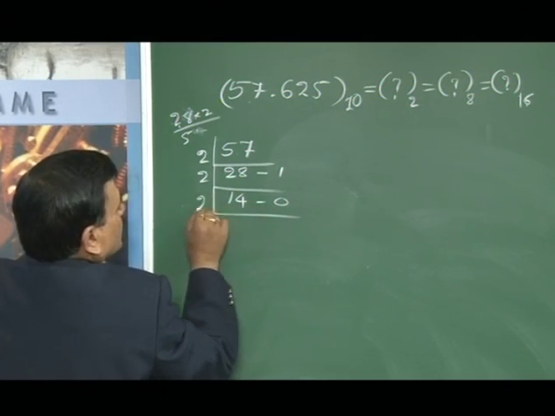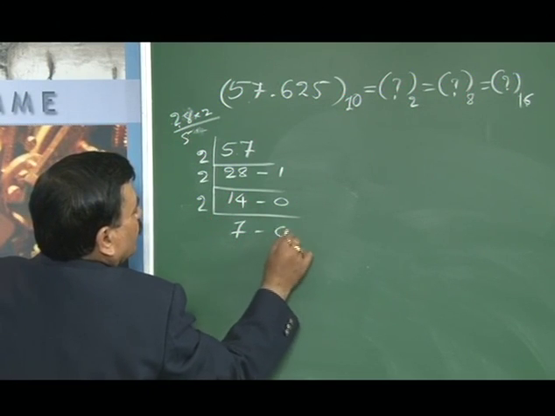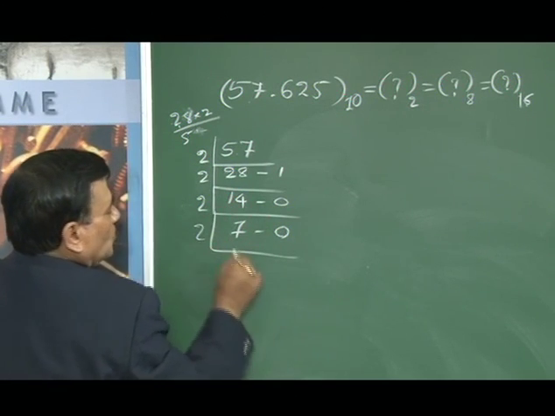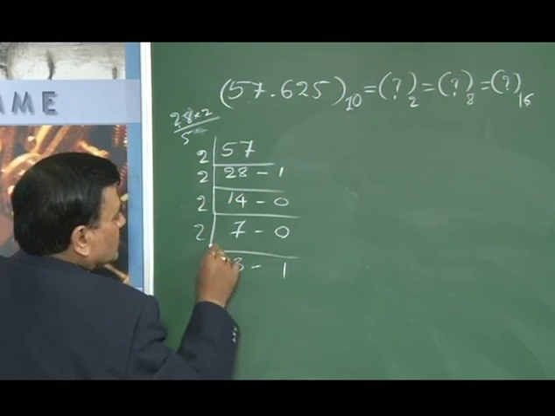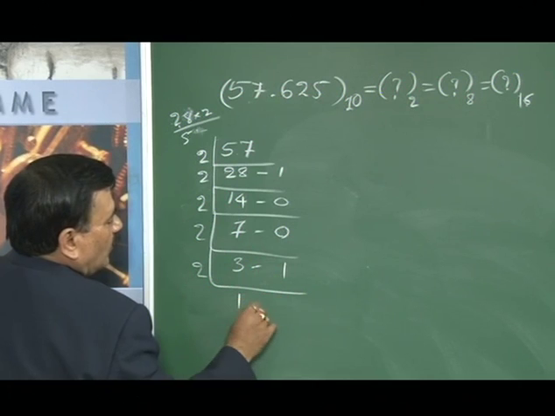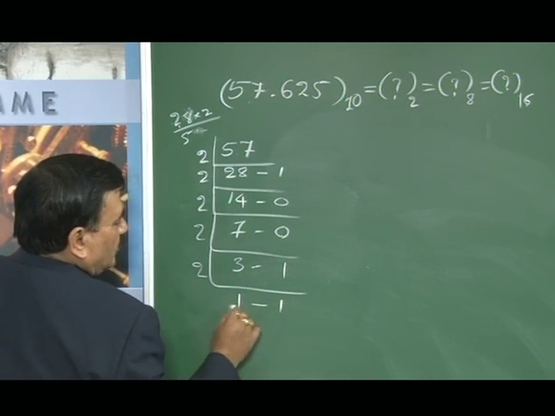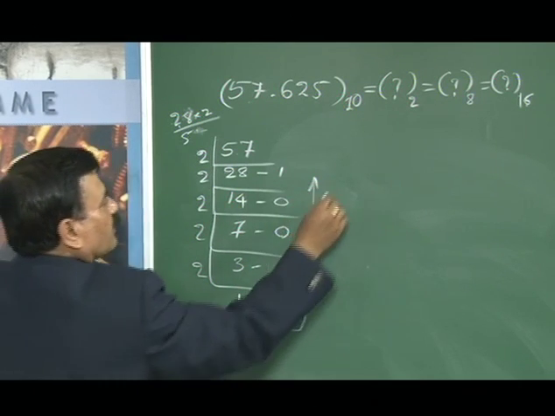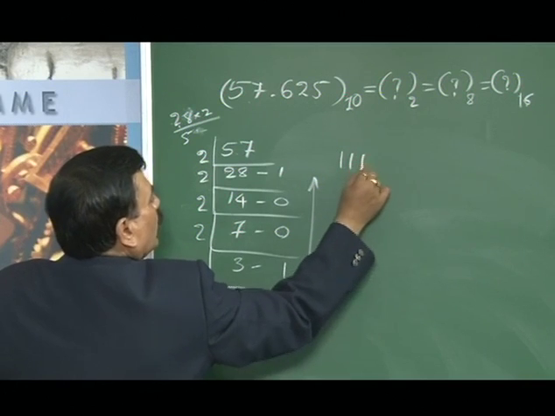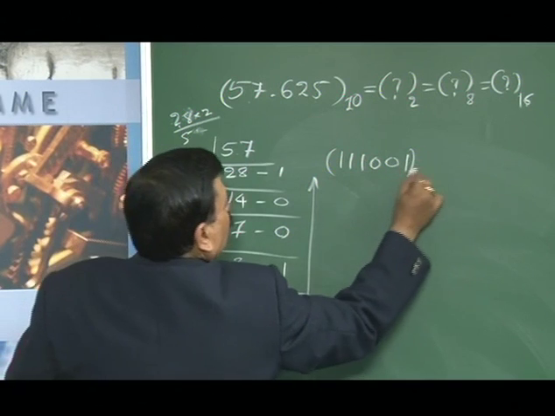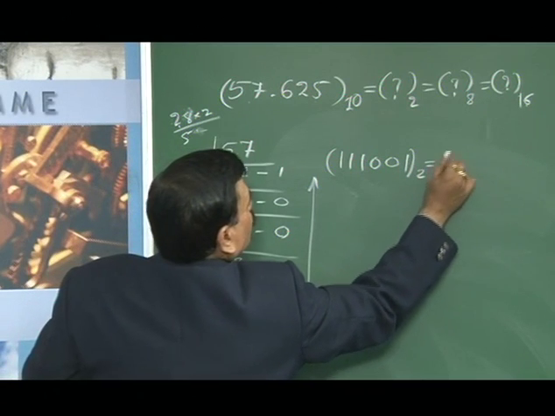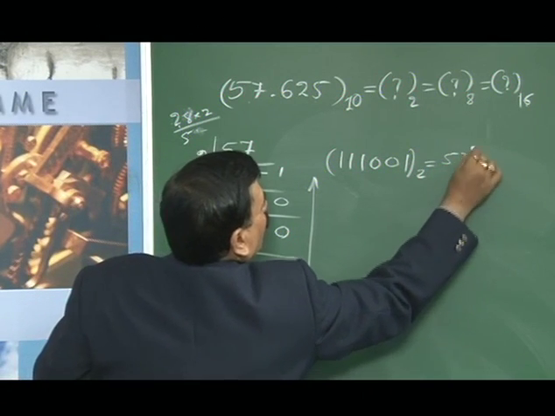Next, 2 will go 7 times, the remainder is equal to 0. Next 2, that is 2 into 3 is 6, 3 times, and the remainder is 1. After that 2 will go 1 time, and the remainder is 1. So therefore from here to here, if you write 111001, this binary is equivalent to 57 of decimal.